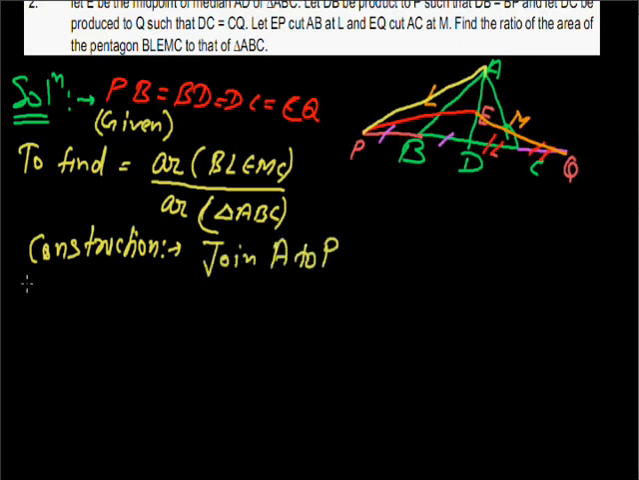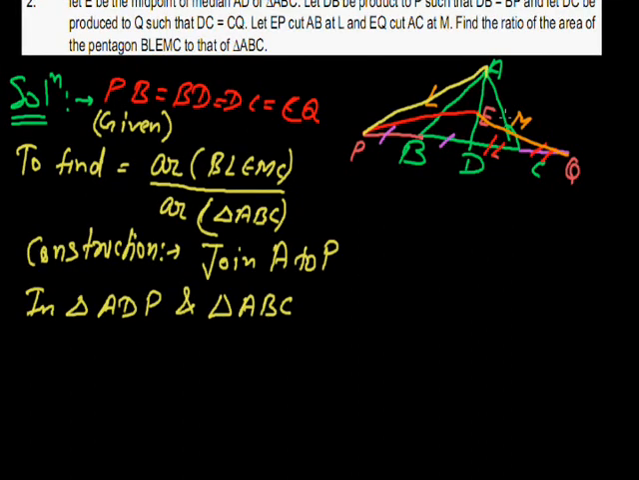By joining, we would get ADP and ABC. Two triangles are there: triangle ADP and triangle ABC. As we can see, triangle ADP and triangle ABC have the same area, because in both the given triangles the base PD is equal to base BC, and the vertex is also the same. So we can say that the area of triangle ADP is equal to the area of triangle ABC.